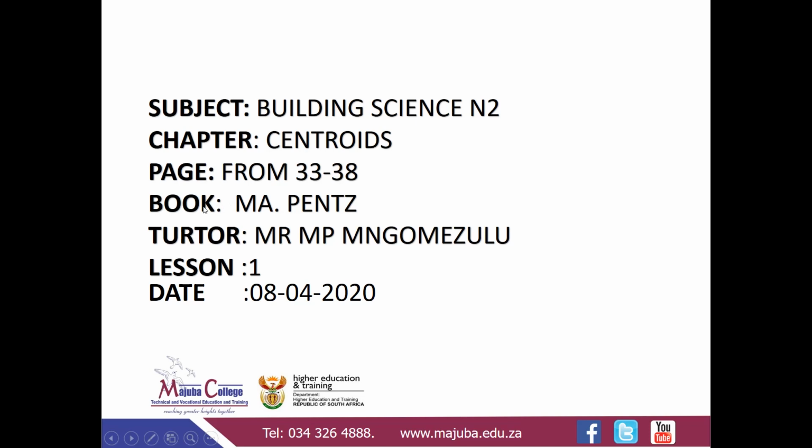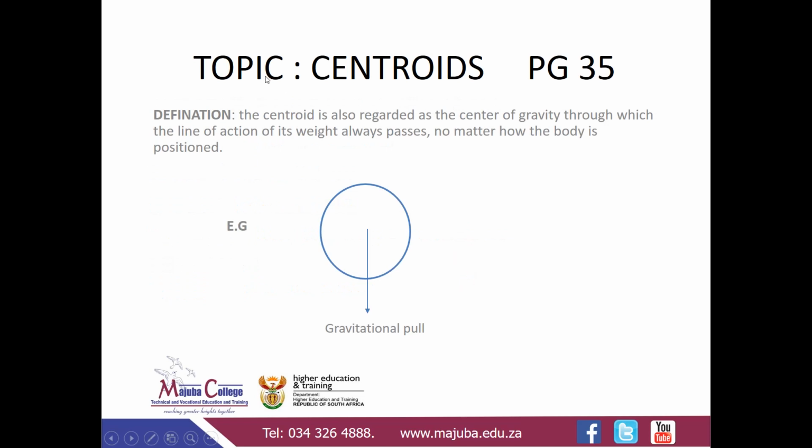So the book that we're going to use is by M.A. Pentz. The chapter that we're going to be covering today is Centroids, from page 33 to page 38 in your books. This is lesson number 1. The topic is centroid, which will be found on page 35 of your books.